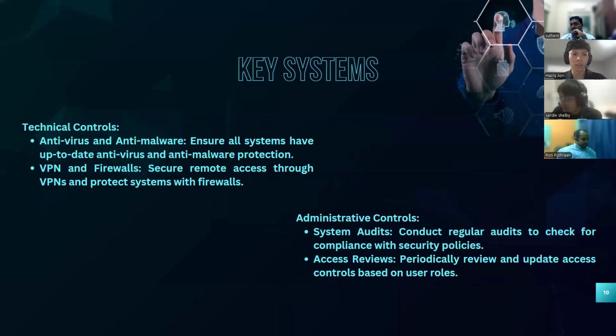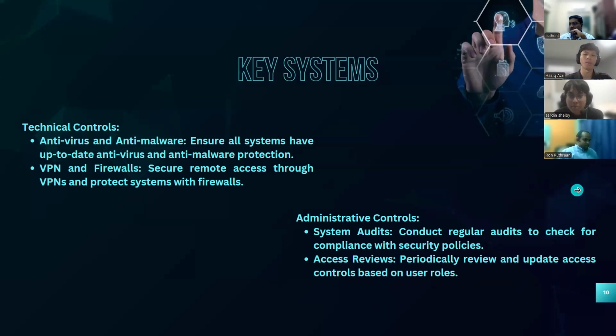So the technical controls, which are antivirus and anti-malware, we will ensure all the systems have up-to-date antivirus and anti-malware protections. For the VPN and firewalls, we will secure remote access through VPNs and protect systems with firewalls. So lastly are the administrative controls, which is system audits. We'll conduct regular audits to check for compliance with security policies. And we implement an access review, which periodically reviews and updates access control based on user roles. I will pass to Sultan for emails.